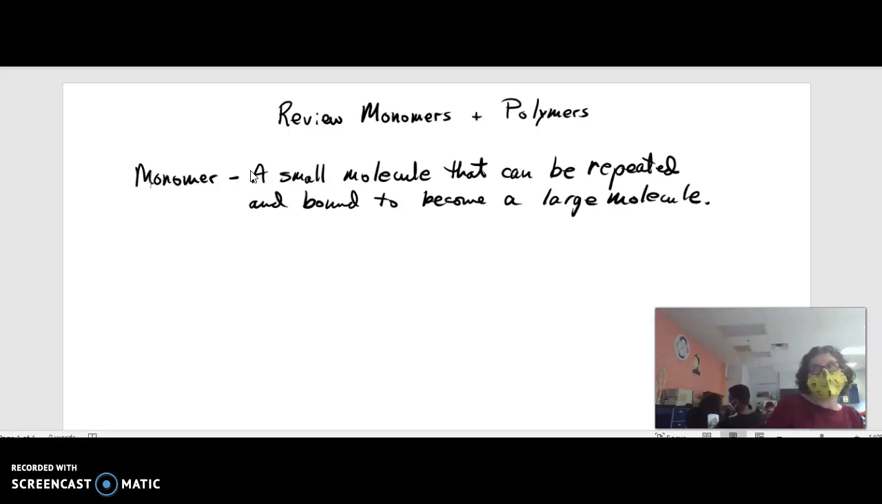It's like a monomer. I think Mr. Bouchard was talking about Legos, right? That you can take one little Lego piece and bind it to lots of other Lego pieces. The single Lego piece is the monomer. The lots of Legos is the polymer. So if I go on to define polymer here, that's exactly what I'm going to say.